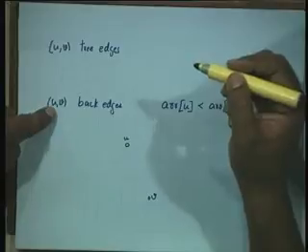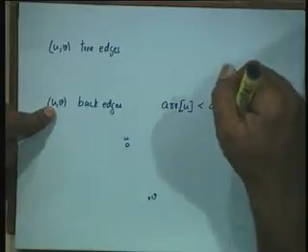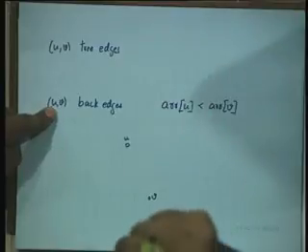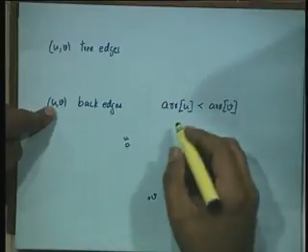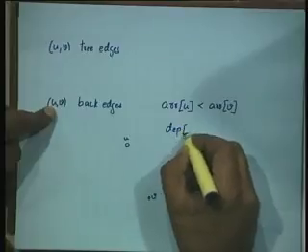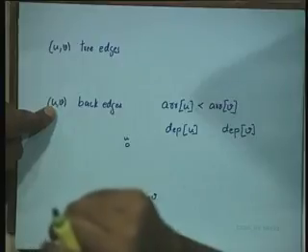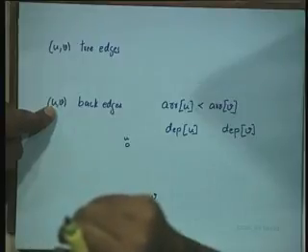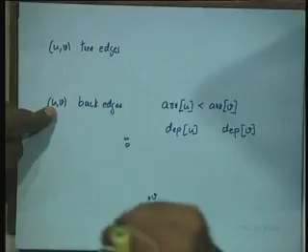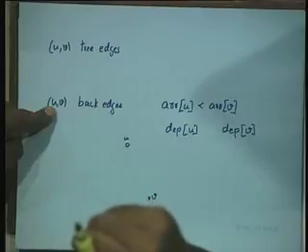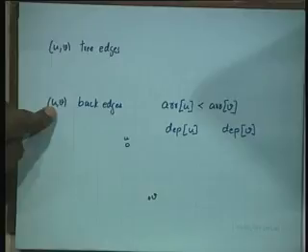uv forms a back edge. Suppose I gave you this information, I reached u before I reached v. Now, what is the relation between the departure times of u and v? Departure of u is less than or departure of v is less than?